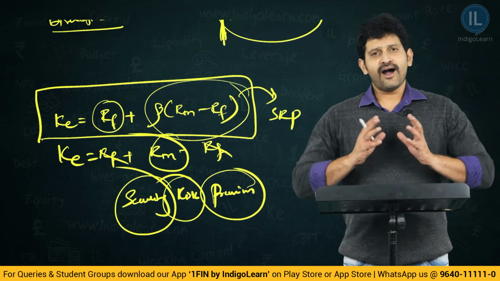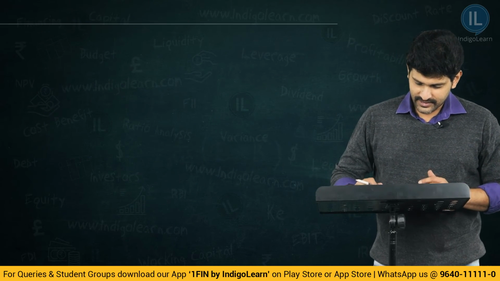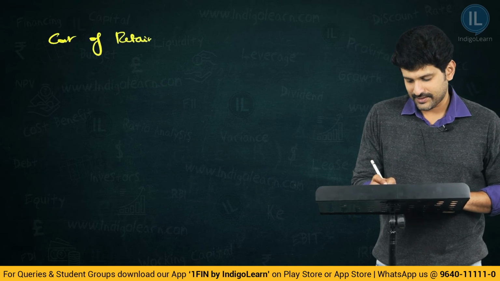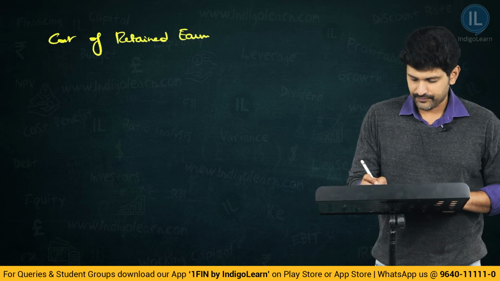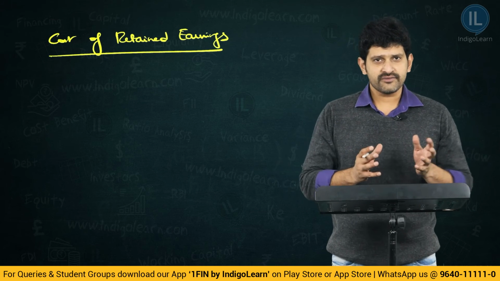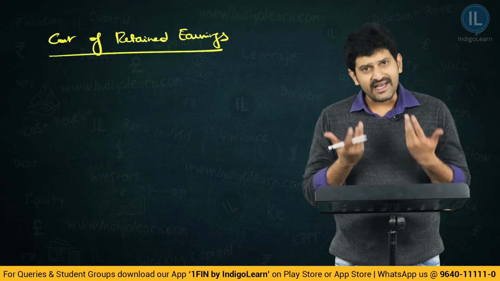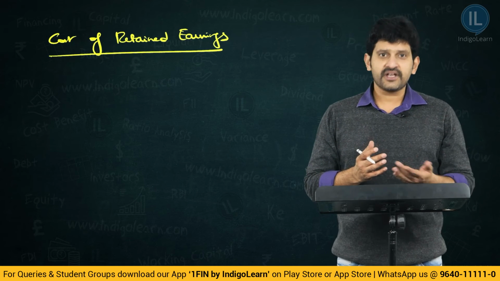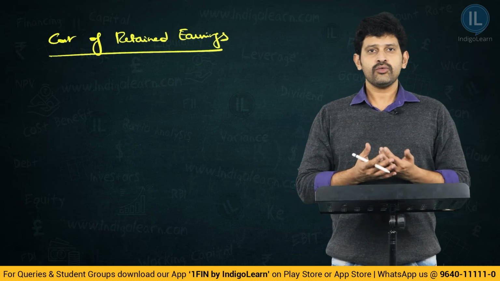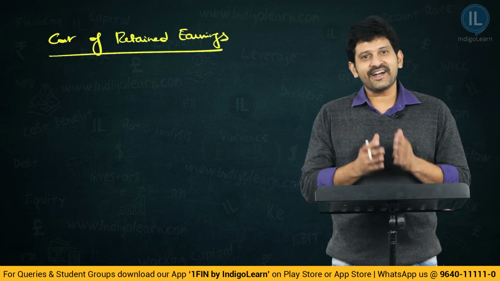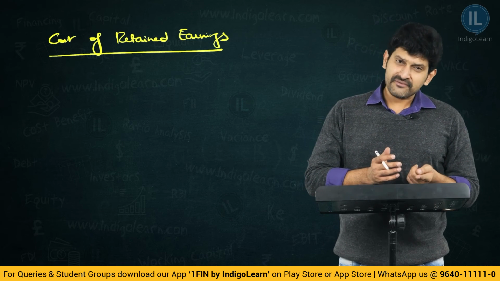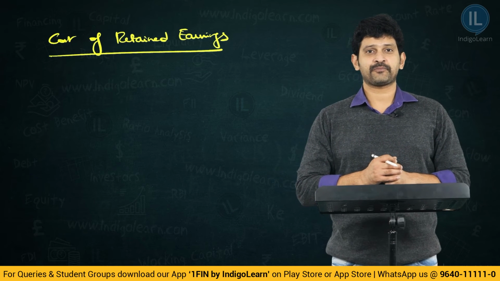Let us now move to the last specific cost, that is, cost of retained earnings. Friends, till now, whatever costs we were talking about, the sources were all raised. Equity is raised, preference is raised, debentures are raised, term loans are raised, but are retained earnings raised? No. Retained earnings are the earnings retained after addressing all the costs. Then, where will there be any cost for retained earnings?